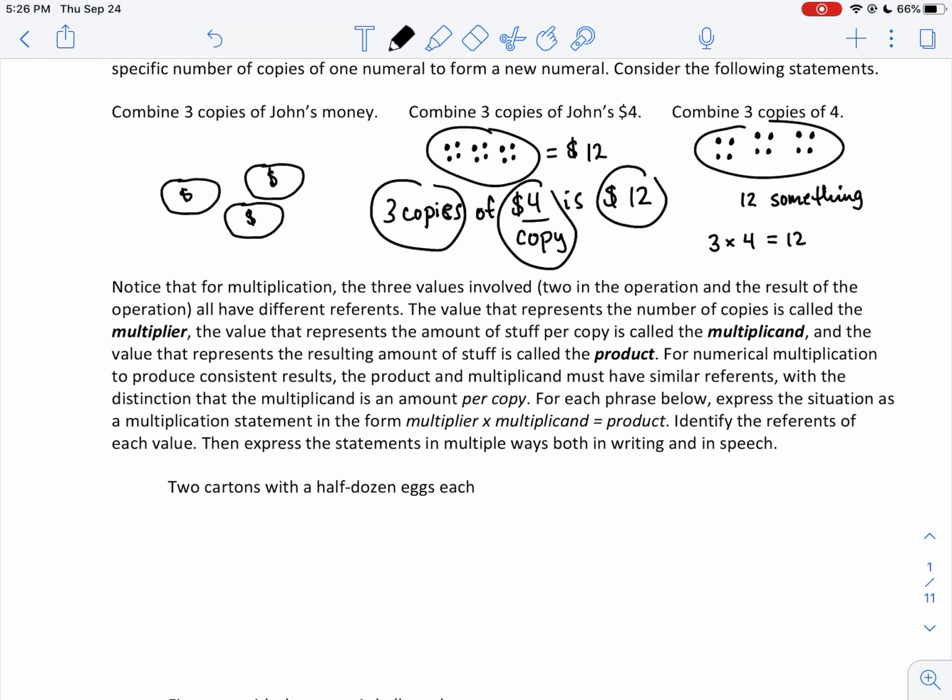All right, back to our statement here. The value that represents the number of copies is called the multiplier. So in this case, that would be the 3.